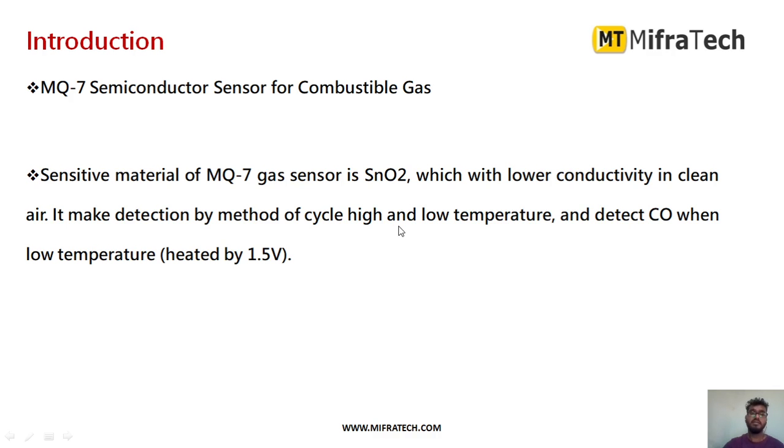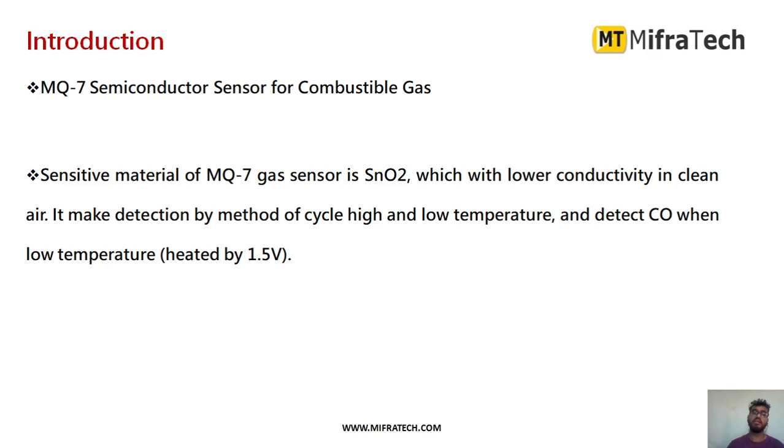The MQ7 semiconductor gas sensor is mainly used for combustible gases. The sensitive material used for the MQ7 gas sensor is SnO2, that is tin dioxide, which has low conductivity in clean air, but it detects by a cycle of high and low temperature. Whenever it detects combustible gases like carbon monoxide, the conductivity increases. Based on the increasing conductivity, we can detect whether any gas is detected or not.